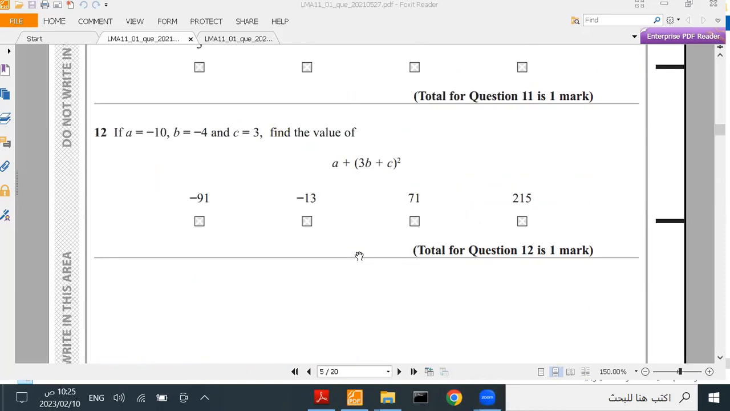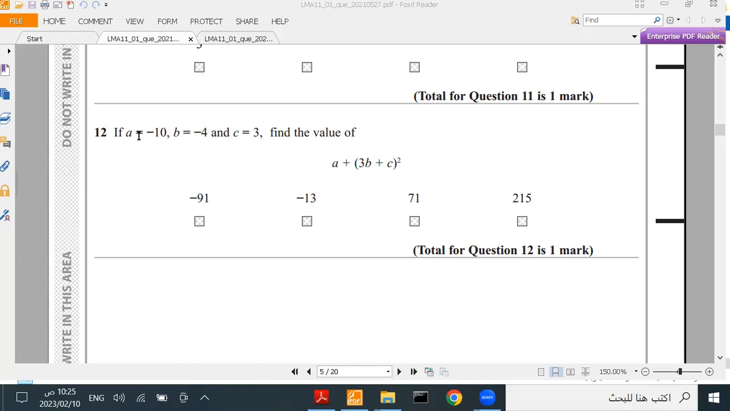Question 12. In question 12, we have an expression and values of variables. We're going to use them to find the answer for the expression. Substitution. That's it. You do the numbers with a calculator.